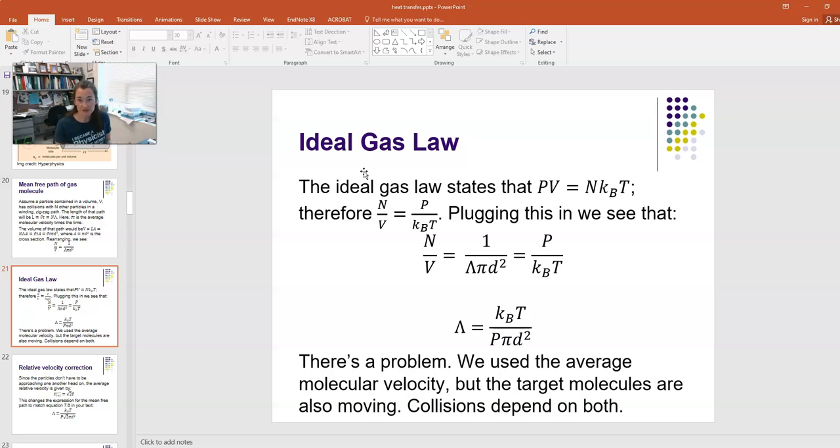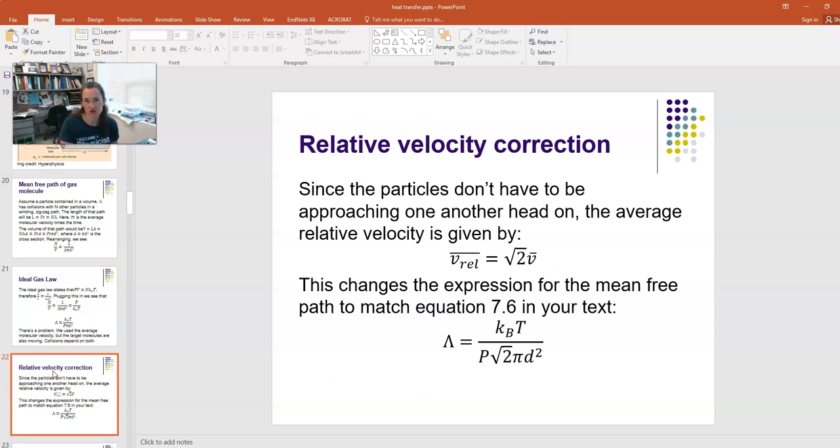So that would give us an expression for our mean free path, but there is a problem. We used the average molecular velocity, but we didn't consider the fact that not only our molecule, but also the target molecules are moving, right? And the collision depends upon both of those things, the moving and the other target moving together. So if you want to correct that, you can use this relative velocity equation.